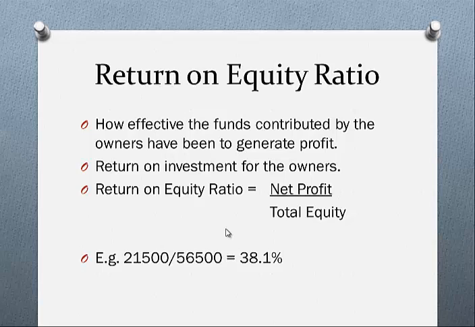For example, here the profit is 21,500, and divide that by total equity, which gives us a return on equity of 38.1%. Now 38.1% is considered good. Yes, as a general benchmark, anything above 15%, 15 to 20% is okay.